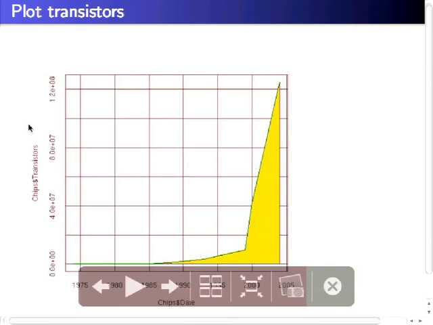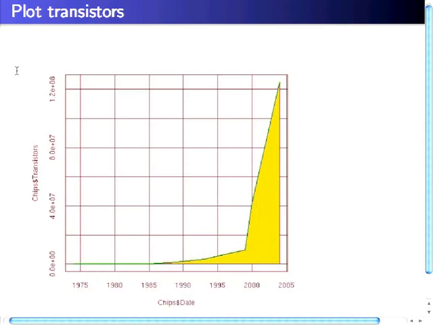Yes? The years 75 to about 90 seem like they're about the same. Yeah. This is where you want to have the data fill the region. What's going on is the data for 2004 is entirely dominating the plot. It looks like there's no change from 1974 to 1990.